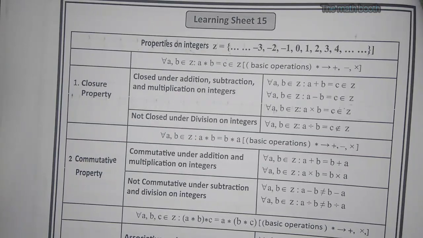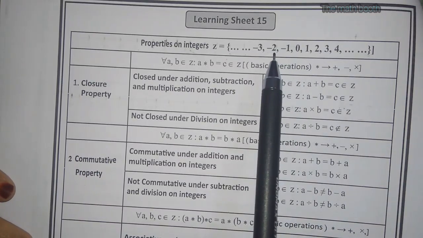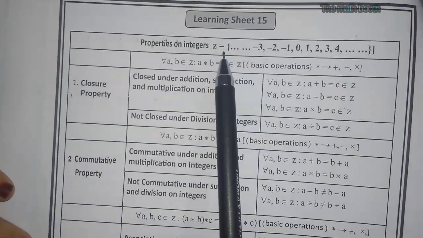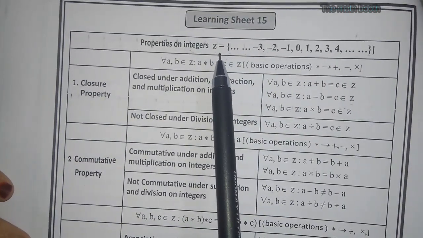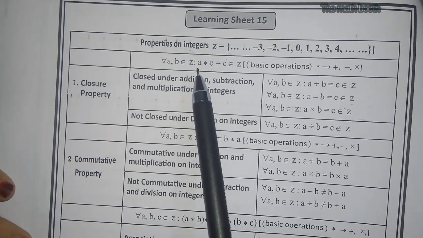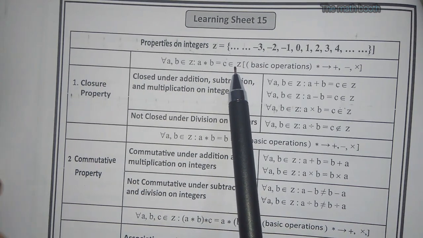Today I am here with learning sheet 15 of Kalika Chetharike for class 8 standard. In learning sheet 15 they have told about the properties of integers. We all know what integers are: all positive and negative numbers along with 0 are integers, and it is denoted by Z. Here they have taken a star b is equal to c, which belongs to Z.